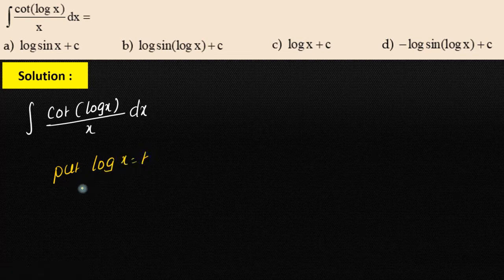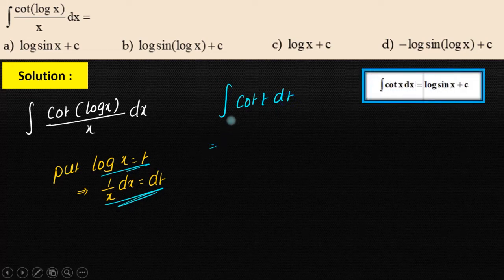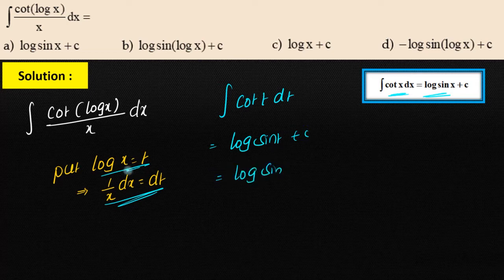Now differentiating on both sides, we get differentiation of log x is 1 by x into dx is equals to dt. Now integration becomes integral cot of log x is t, cot t. Here 1 by x into dx is equals to dt. This equals to, we know that integration of cot x is log sin x. So here log sin t plus c. This equals to log of sin, here t is log x plus c. Therefore the answer is option B.